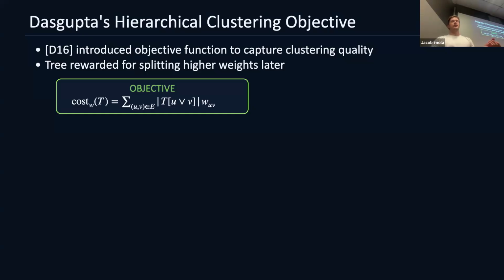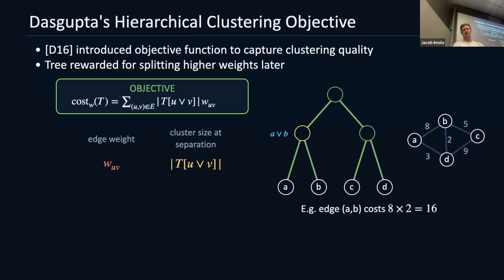You take the least common ancestor of the two vertices in the tree, and you compute how many nodes are in that subtree. So for the highest level split, this value is exactly n for all of those edges. Those edges are all getting charged n, which is the most you can charge. So you're multiplying the edge weight times the cluster size at separation. That's what this least common ancestor does.